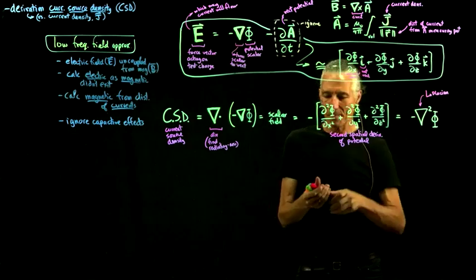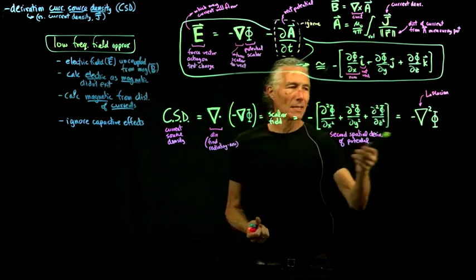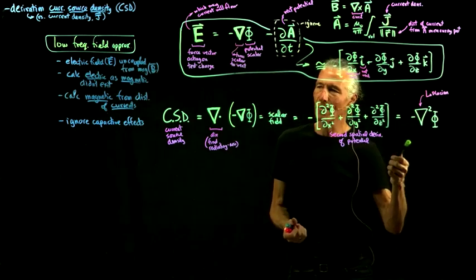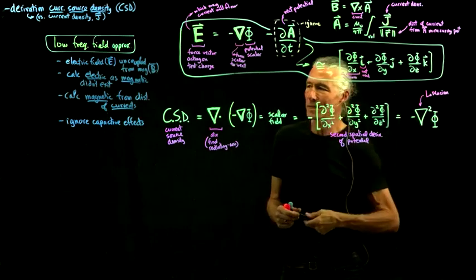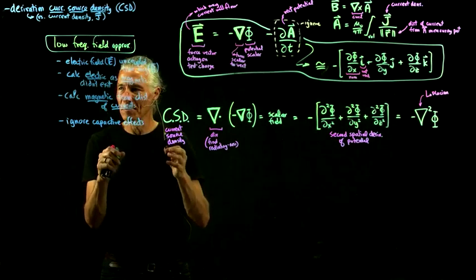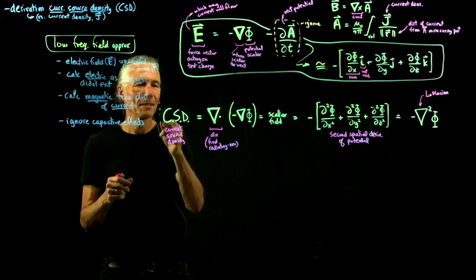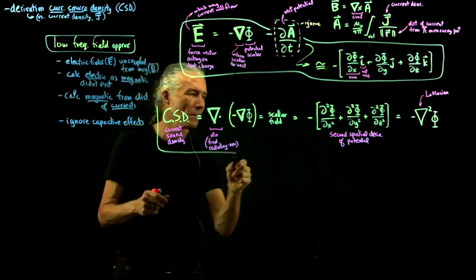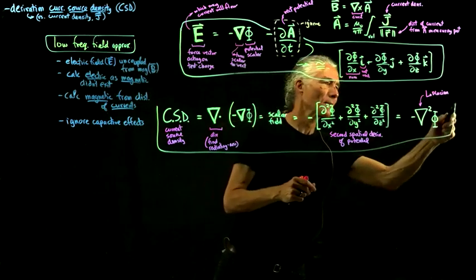So the bottom line is very simple. All you have to do is take the second derivative of the potential field, and that tells us the current source density. You don't have to worry about vectors, really. That's basically our current source density.